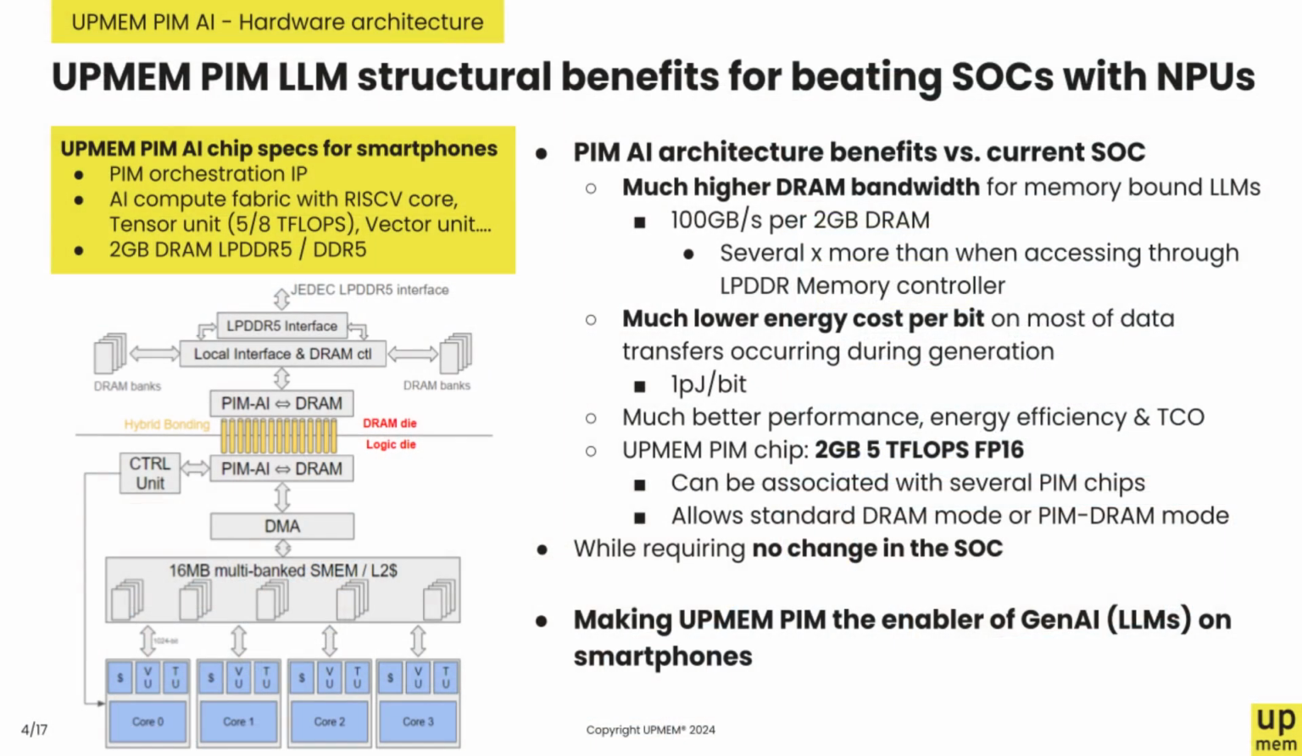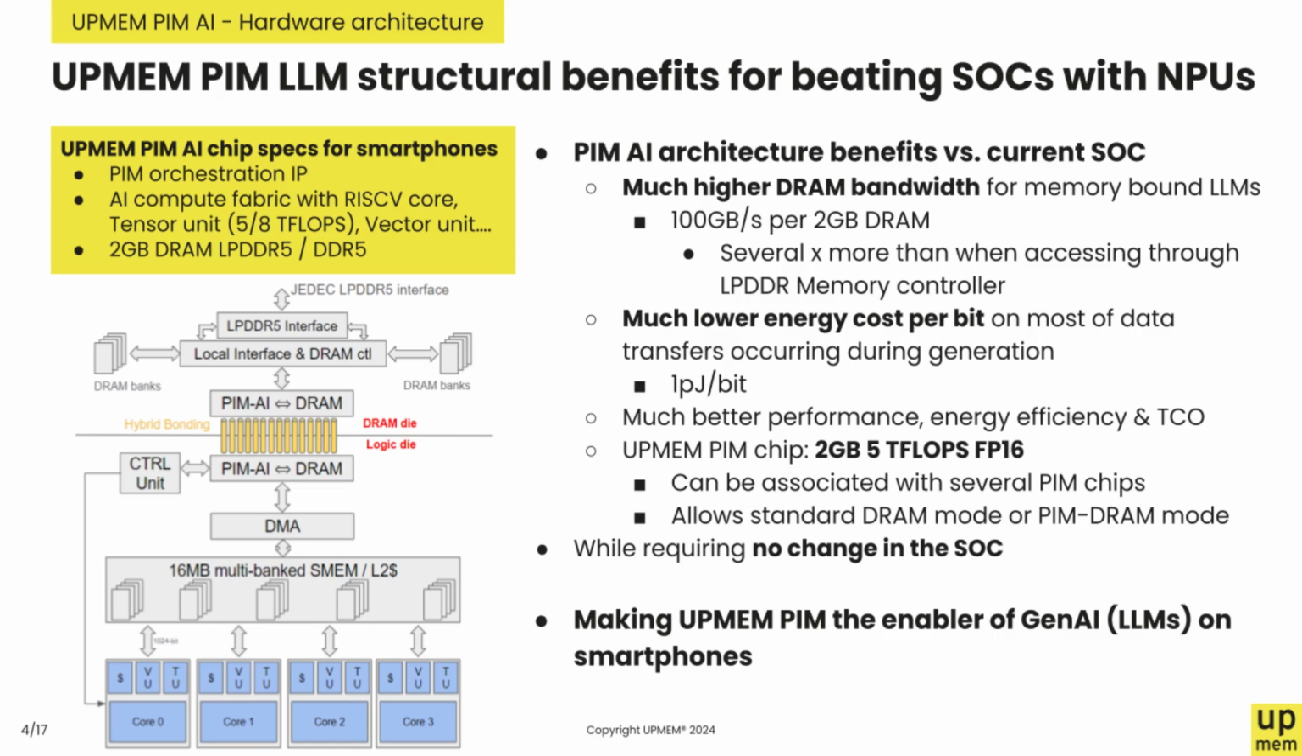We have here on the left the architecture of the chip. We have the LPDDR5 interface and the local interface in the DRAM die, as said. And in the logic die, we will have the DMA communication with the banks, and we will have a shared memory or L2 cache. And we will have 4 cores with their L1 cache, the vector unit, and the tensor unit. This design will allow us to get more than 100 gigabytes per second in a chip of 2 gigabytes of DRAM.